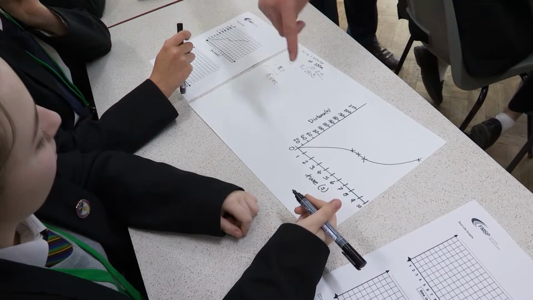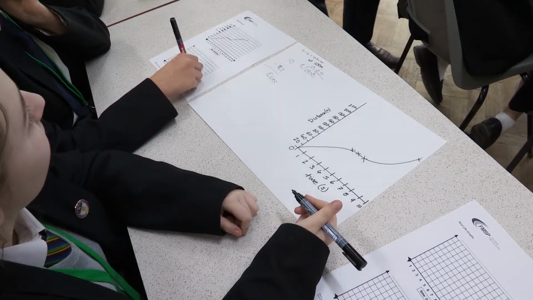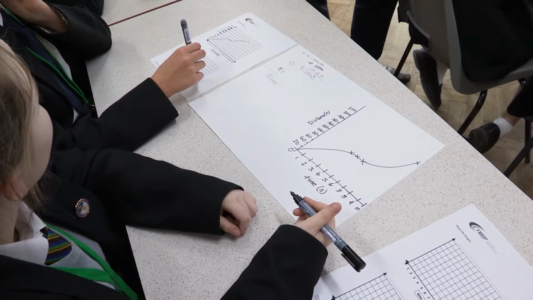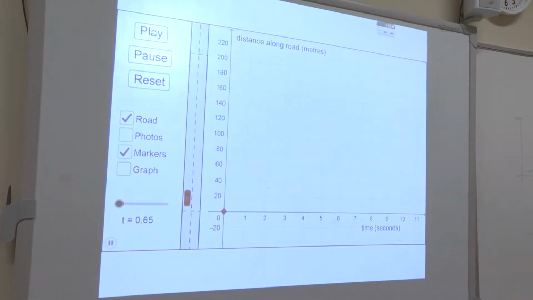You said squiggly. It is squiggly, but what does that represent? Like the ratio from time to distance or something. The car will go again.